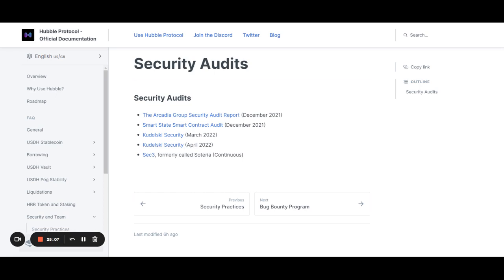Yeah, most tokens are based on speculation, right? But more emphasis should be placed on, for example, USDH, collateralized stablecoins, where there's a lot more technical backing, more reasoning, the peg stability mechanism. That should be a bigger focus for people getting into DeFi as opposed to governance tokens and speculation.